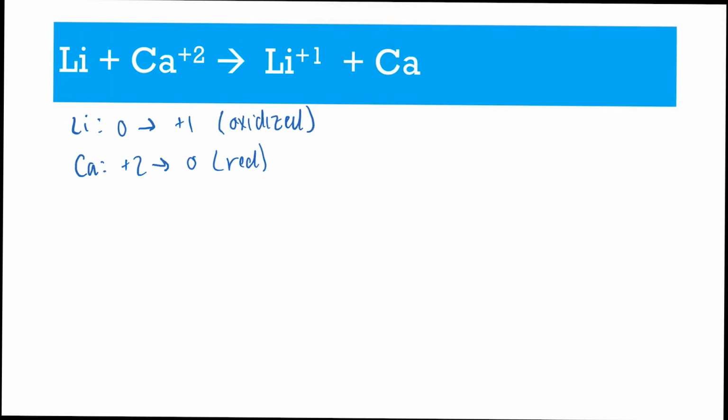So, start with lithium first. We have lithium 0, and we have lithium plus 1. Now we have to figure out where to add the electrons. Again, if it's being oxidized, you're losing electrons. Can't forget LEO says GER. And electrons will always be written as a product in an oxidation reaction. So having 1 electron there makes sense.